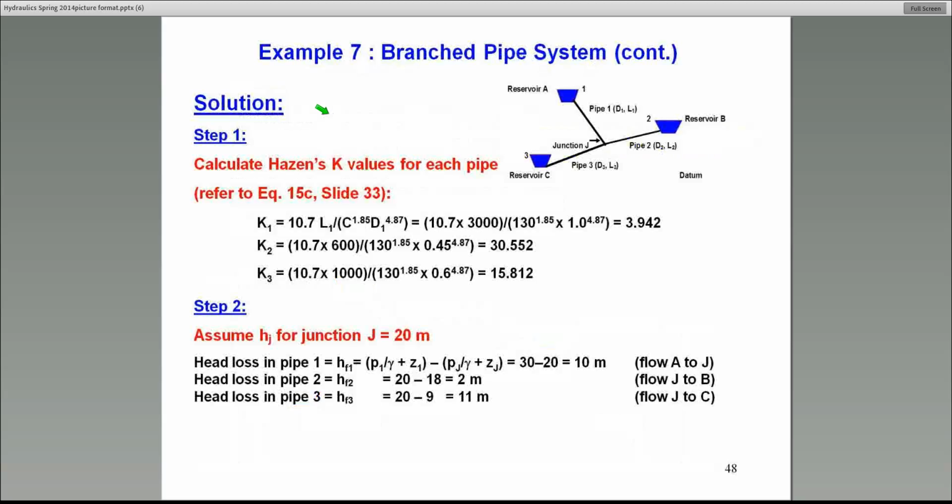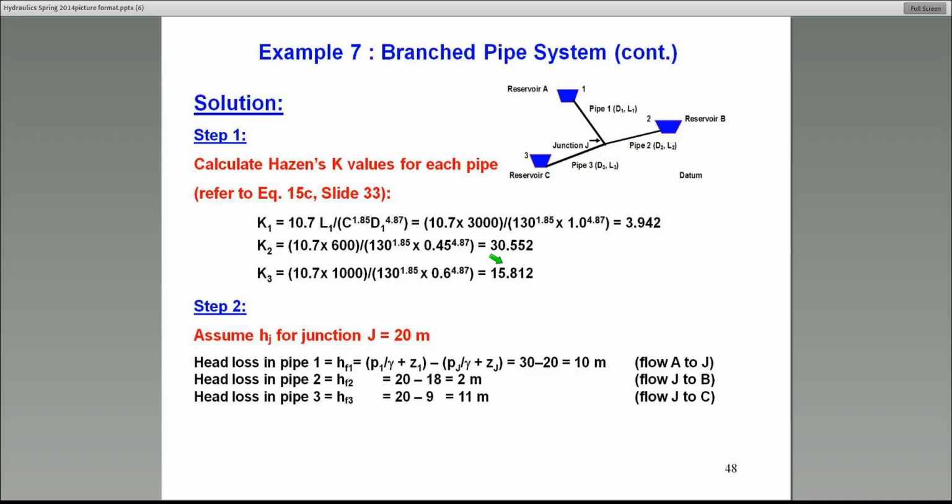So the first thing we're going to do, here's the solution. The first thing you do is calculate all the K values. That's in all hydraulic problems, pipe problems, this is the first step always. This is in SI units, so I use the formula 10.7 times length L divided by C to the power 1.85 and D to the power 4.87, all in consistent units. In this case, K1 is 3.942, K2 is 30.552, K3 is 15.812.